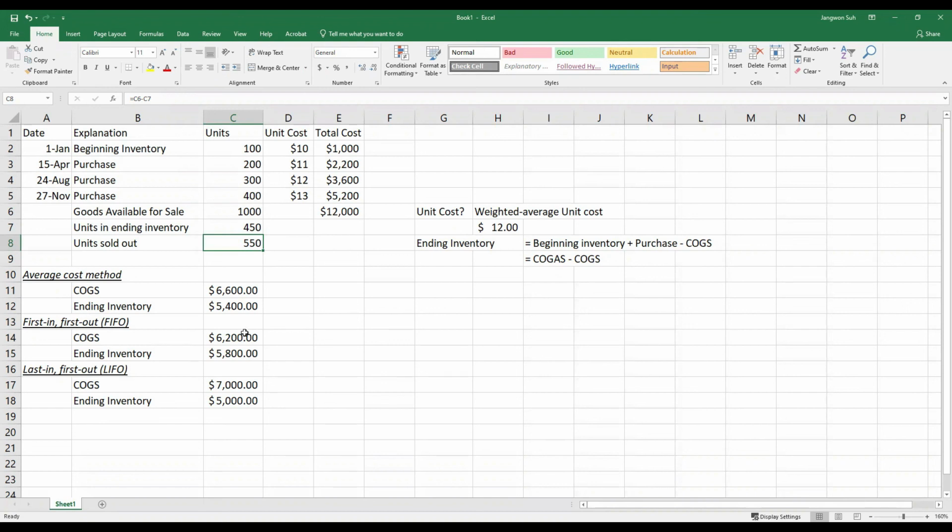So yeah, we've studied four methods. Again, specific identification method, average cost method, FIFO, and LIFO methods. In the next video, we will have a look at the impact, the effect of your choice of these methods.